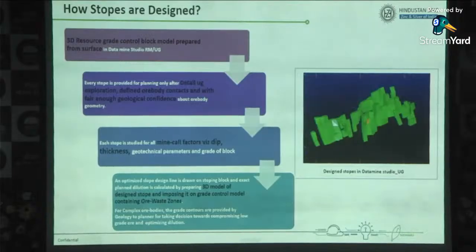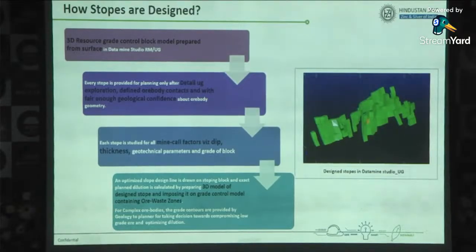So how is a stope prepared? Whatever block model I have received from the geology, based on our production rate and our payback period, at what time I require the ore, the first truck of ore, according to that we design the stope, like what height I need. In our case, 25 and 35 meter.